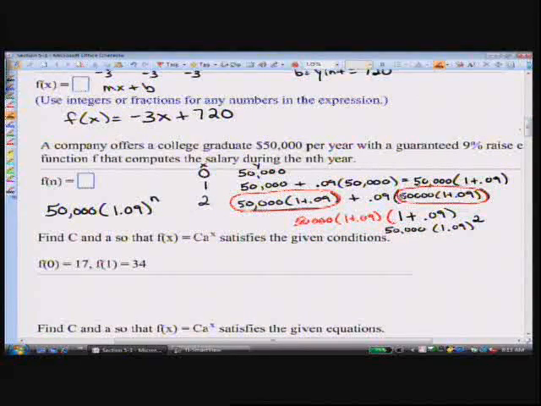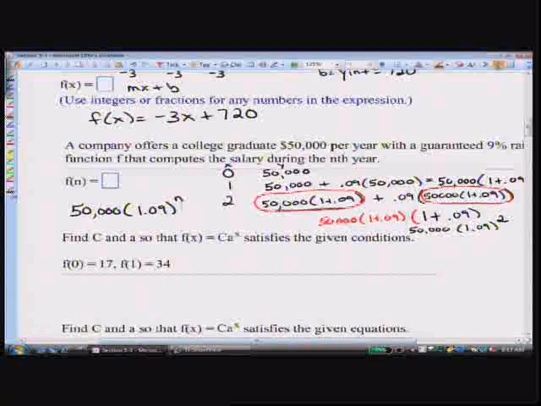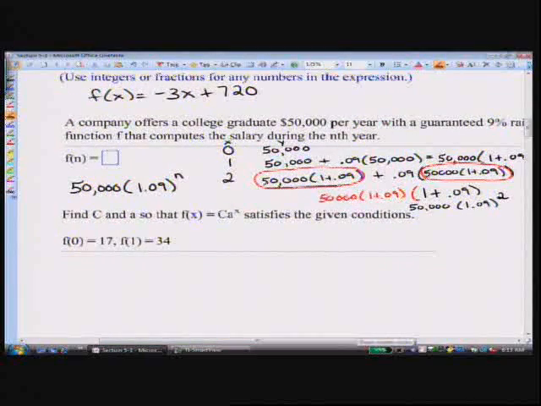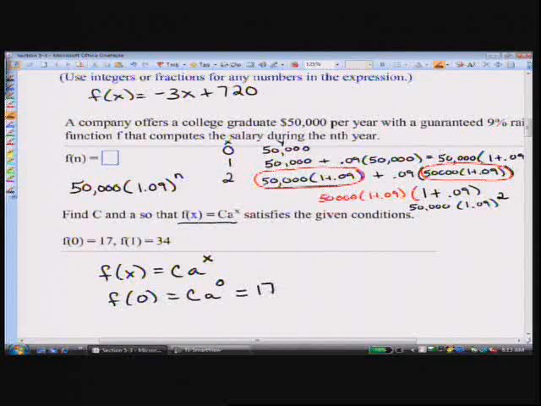Okay, so now they went ahead and they gave us 2 of the table values. This is number 4 on your homework. All right, let's see what we know. We know this function, f of x equals C a to the x. Now, f at 0 is equal to C a to the 0, because that means plug 0 in for x, and you get exactly 17 when you do that. Okay?